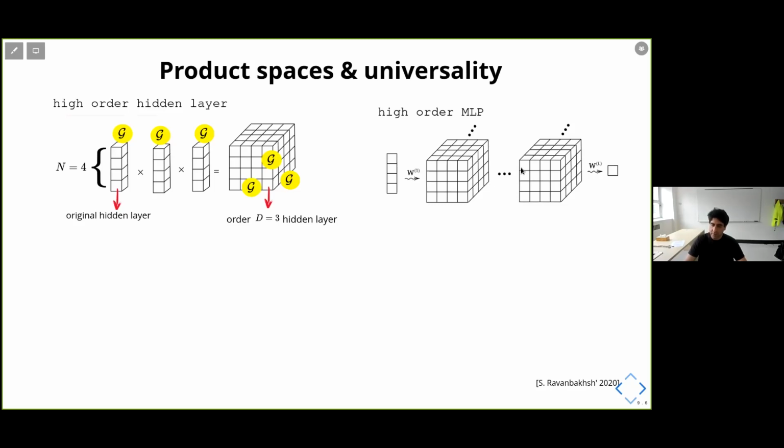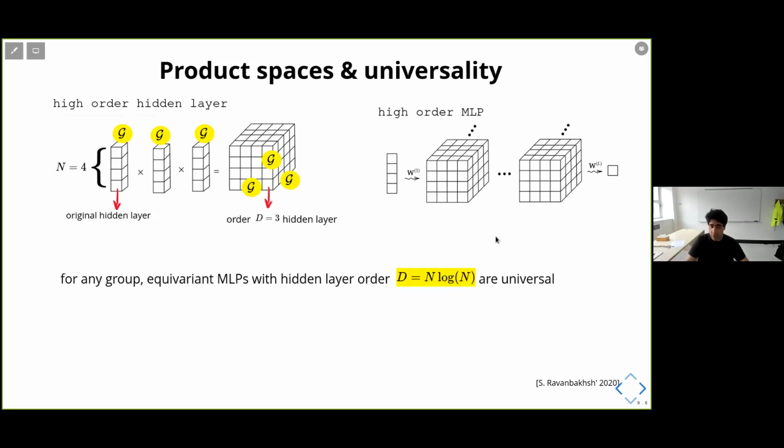What is important about these MLPs is that we can show that if the order is big enough, this is going to be a universal approximator of equivariant functions for any group. So for any group, if this order is at least n log n, where n is the number of units, of course, this is a really large order. It's not really a practical architecture, but it guarantees universal equivariance. You can approximate any continuous equivariant function up to an arbitrary accuracy.